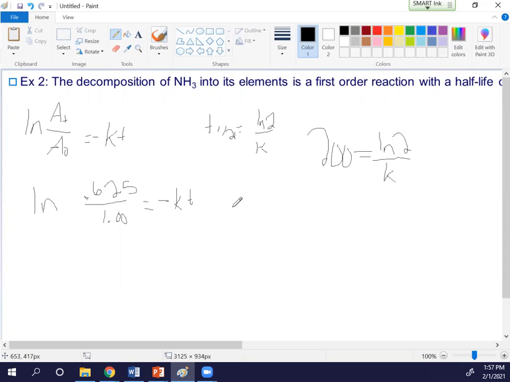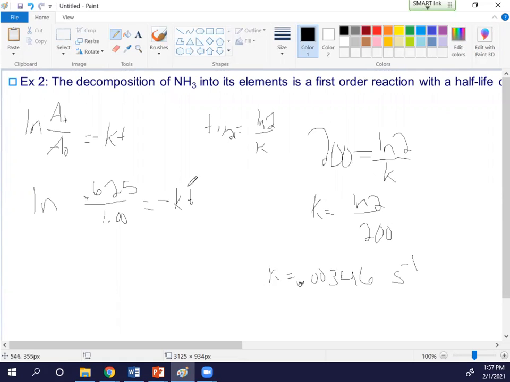So K would be equal to ln2, 0.693, divided by 200. So what's that? K equals 0.00346. Three significant figures would be correct. And the units of that would be inverse time, so seconds to the negative 1.